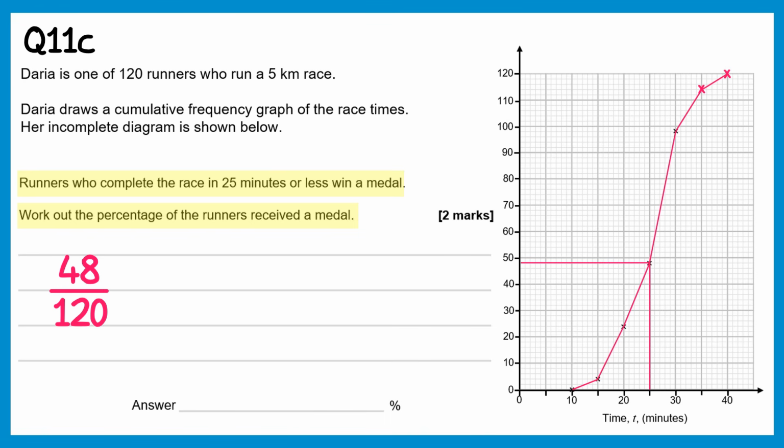To turn this into a percentage, we can first of all simplify this fraction. If you divide them both by 12, you end up with 4 over 10, which you should recognise as 40%.